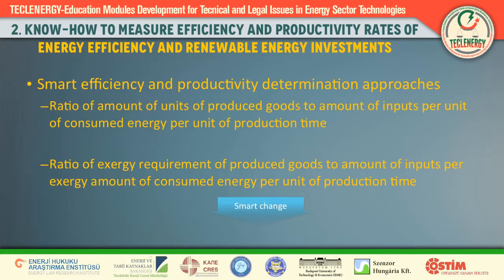Hence, the quality and quantity values of consumed energy per production time to the required energy that is necessary for producing a certain amount of goods per production time must be proportioned. An investment had better be capable of elevating this rate. More explicitly, an investment is smart as long as it achieves to increase the percentage of work output generation from consumed energy per unit of production time.